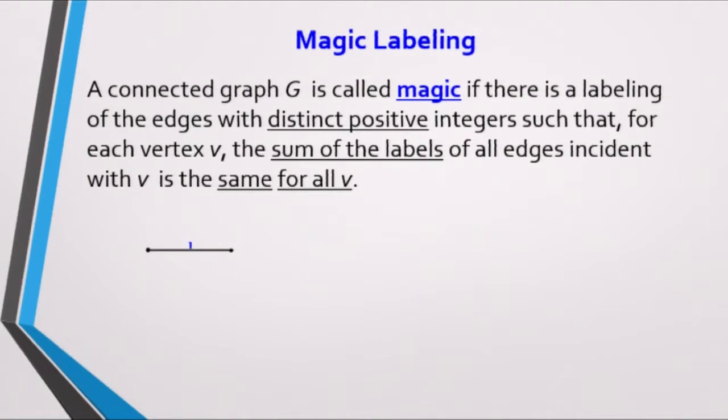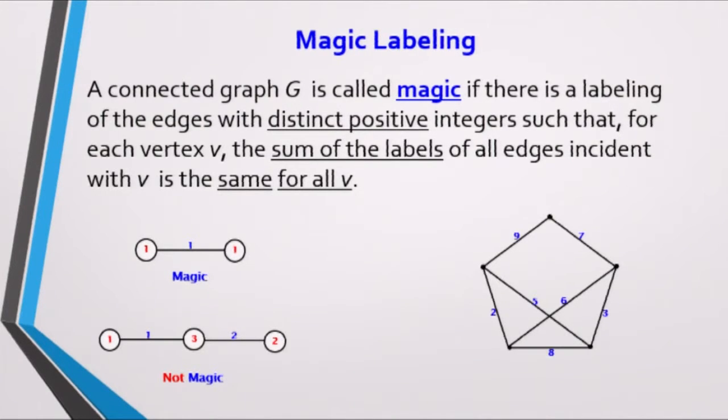This vertex is connected to that edge, so if I add 1, the sum is 1. That one is also 1. Yeah, every vertex has the same number, so it is magic. Next, using two distinct integers, we label the graph, but this one, the sum of the labels on the edges connected is 1. That one would be 2, but we have this one, 3. They are all different, so this is not magic.